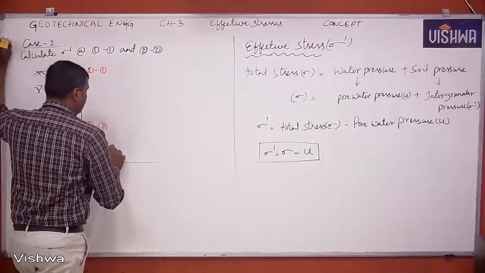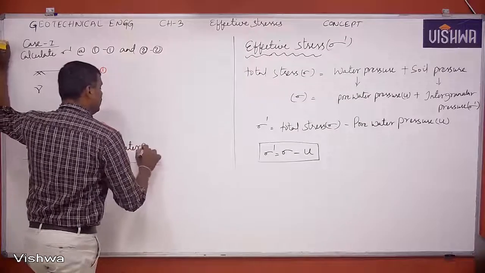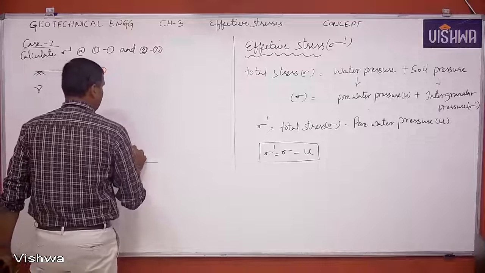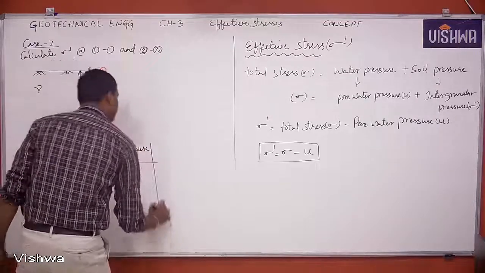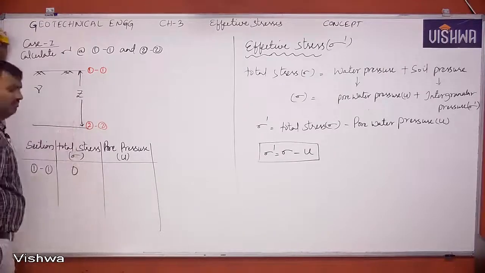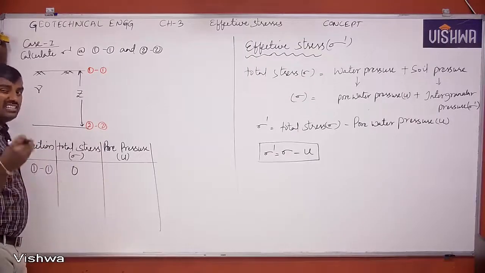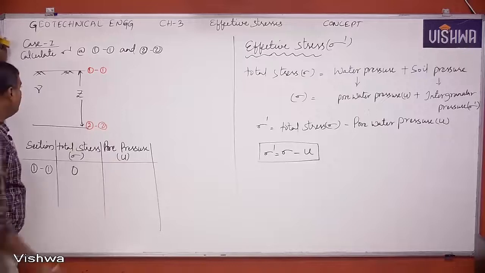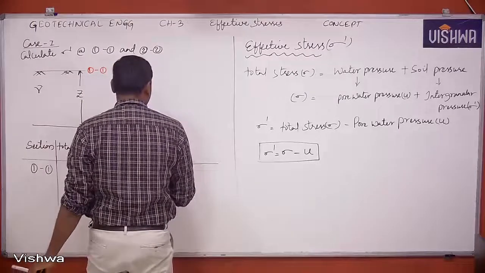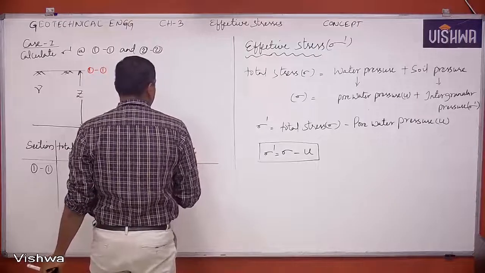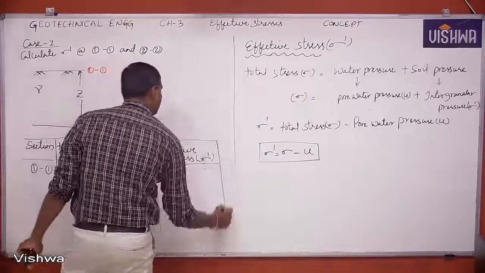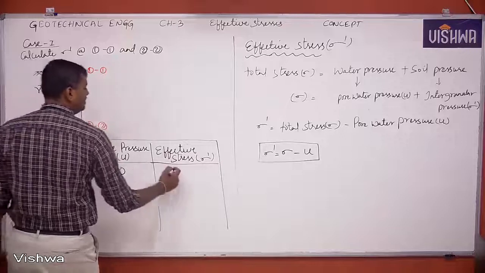Next, pore water pressure. I'll simply write pore pressure U. Now you see here, do we see a water table? No, we don't have any water table. Pore pressure comes into picture when soil is fully saturated and a water table exists. If there is no water table, pore water pressure is 0. Finally, effective stress sigma dash is total stress minus pore water pressure, 0 minus 0 is 0.